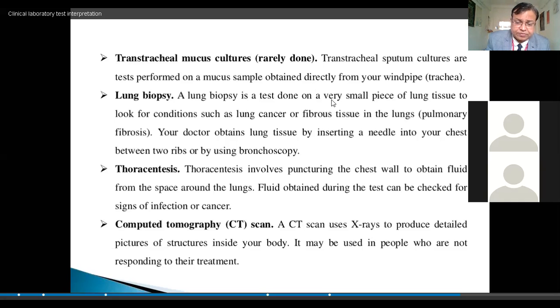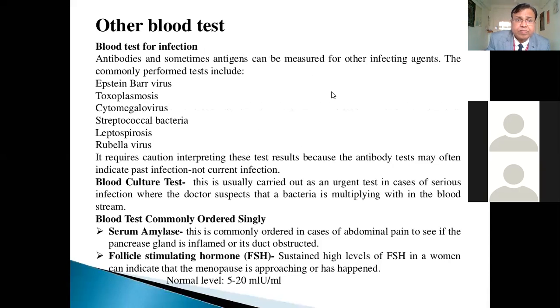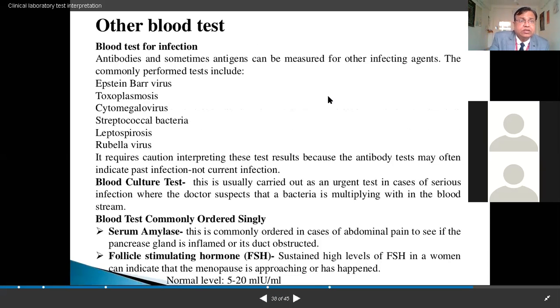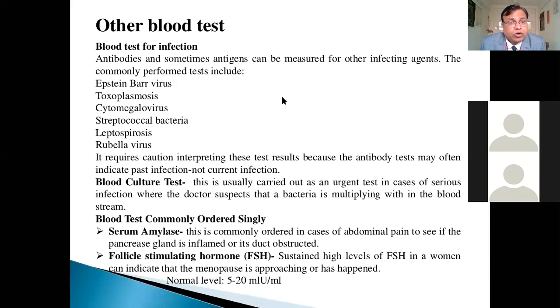Next is other blood tests. The blood test for infection. Antibodies, and sometimes antigens, can be measured for the infecting agent. The commonly performed tests are for Epstein-Barr virus, toxoplasmosis, cytomegalovirus, streptococcal bacteria, leptospirosis, and rubella virus. This test is done on your blood sample.